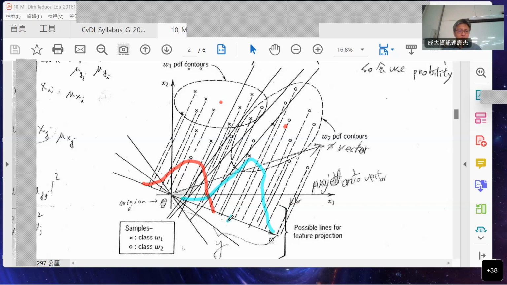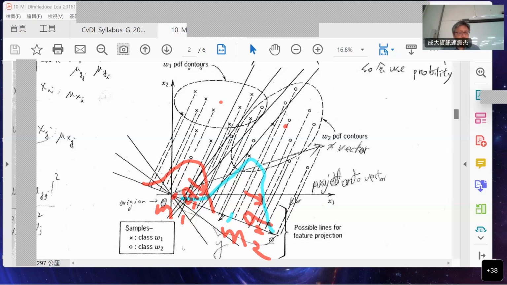And the average value mean is here. The average value mean is here. So suppose this is M1, this is M2. And you have standard deviation, rho 1. Standard deviation, rho 2. So our purpose is try to find this W projection line, the W, okay?